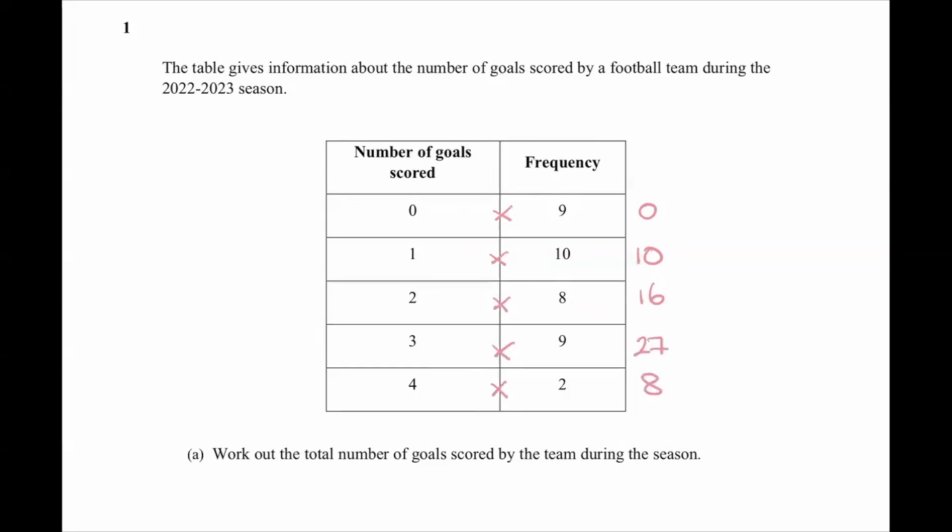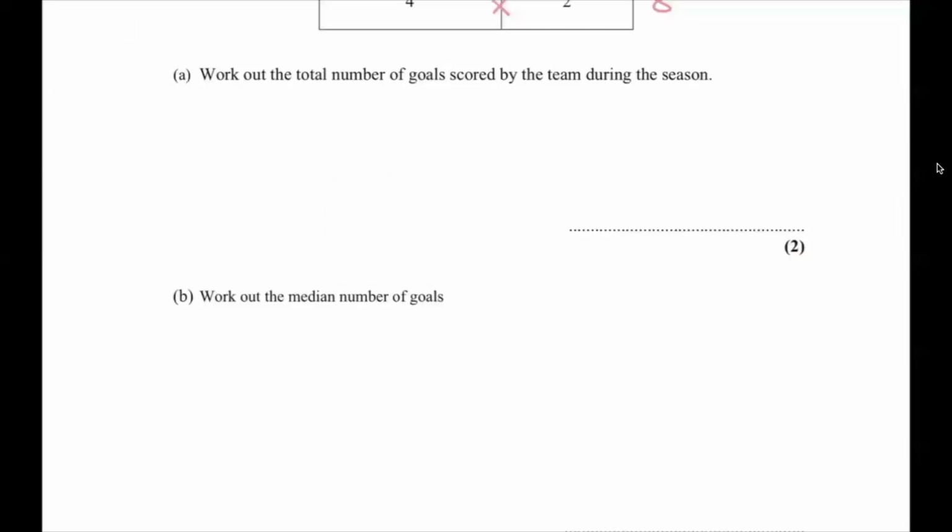So once you've got all the individual rows as totals, it's kind of like chunking. We just add the whole thing together to get a final answer. So they scored a total of 61 goals that season. Okay, the second part of this question is asking us to work out the median number of goals.